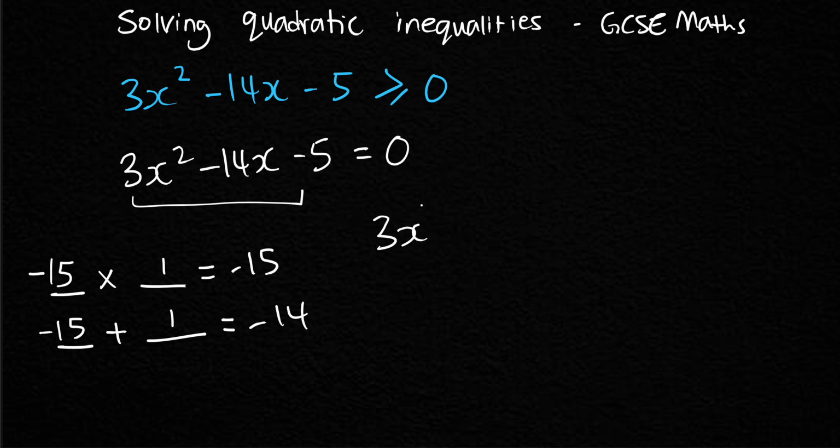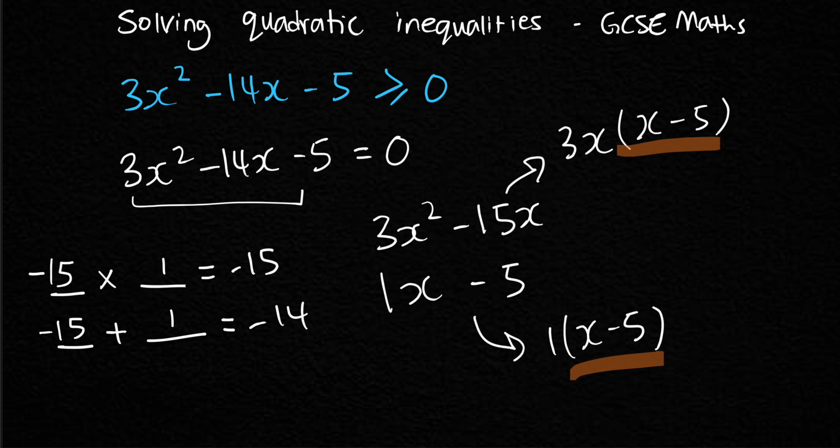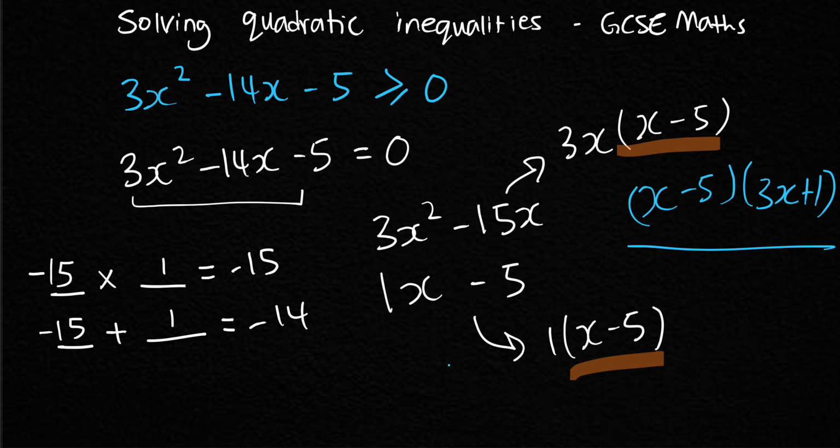So the 3x squared stays the same. Then minus 15 becomes the second x. The 1 becomes the next x, so that's going to be 1x, and then the last number stays the same. We can factorize each expression. 3x, x minus 5, and this can become just 1x minus 5. You'll notice we get two brackets that have the same numbers in between. That becomes our factorized numbers. So x minus 5 and 3x plus 1 is the factorized version of 3x squared minus 14x minus 5.